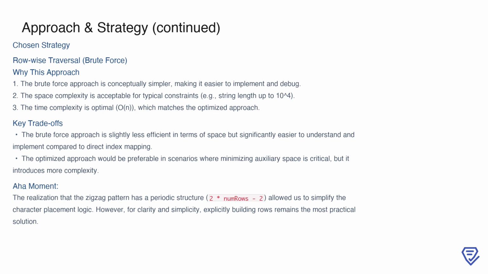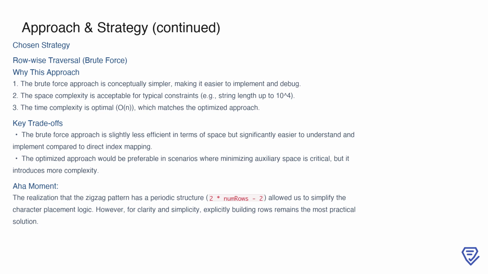When comparing the two approaches, the brute force method is slightly less efficient in terms of space usage but is significantly more intuitive than the direct index mapping approach. While the optimized approach is better suited for scenarios where minimizing auxiliary space is critical, it introduces additional complexity that may not be necessary for most practical cases.